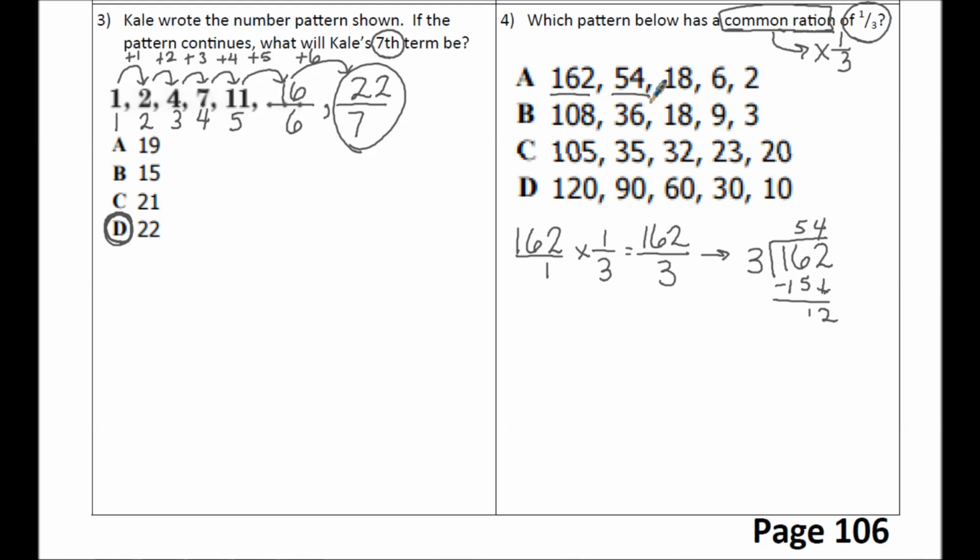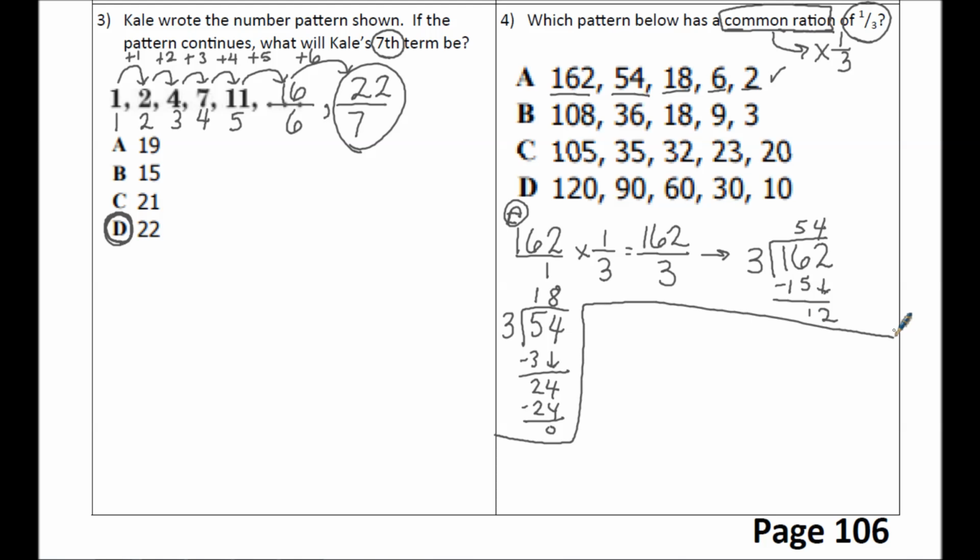So 162 and then 54 are the first two terms for A. So we're going to keep on dividing by 3, which is the same thing as taking 1/3 of something. And 54 divided by 3 is going to end up giving us 18, with none left over. So 18 is the next term, and here we could do this in your head, and 18 divided by 3 is 6, and 6 divided by 3 is 2. So A does have a common ratio of 1/3. But we want to check out all the other patterns too.